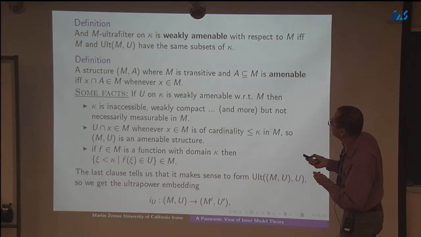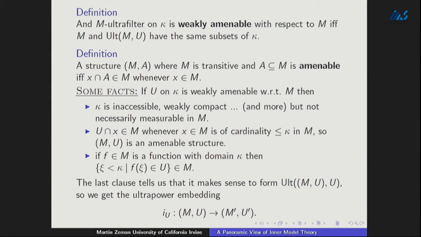And so there is this very important definition. An M ultrafilter is weakly amenable with respect to M if M and the ultrapower of M by U have the same subsets of kappa. So it will not add any new subsets of the critical point. In that case, we say that it is weakly amenable. And I recall the definition: I stated the definition of amenability just for structures of the form J relative to some predicate, but we can define it in general. A structure is amenable if and only if the structure can see all small pieces of the set A.